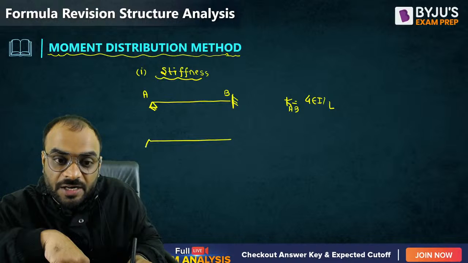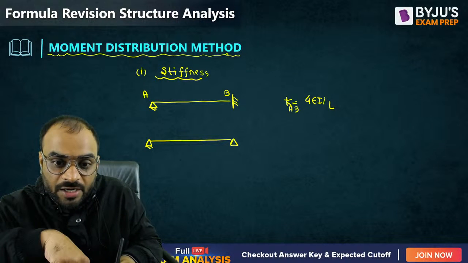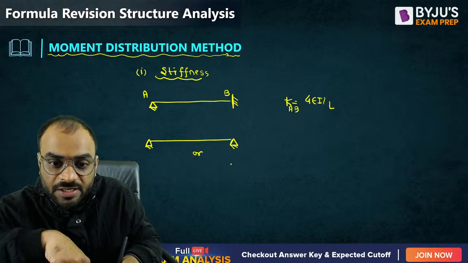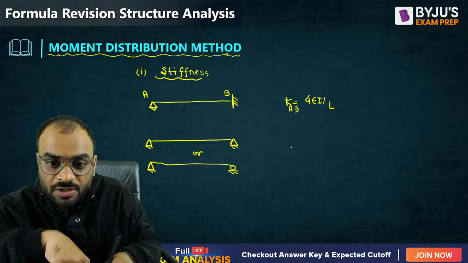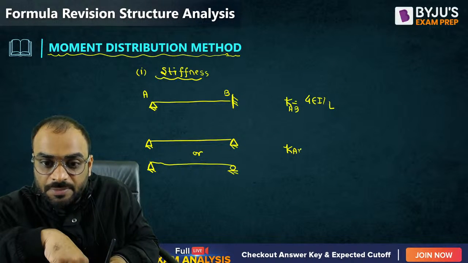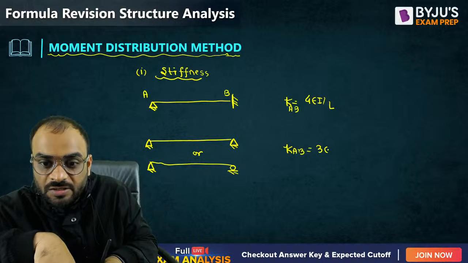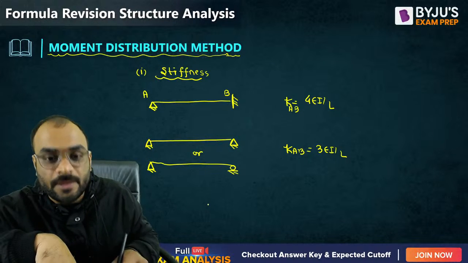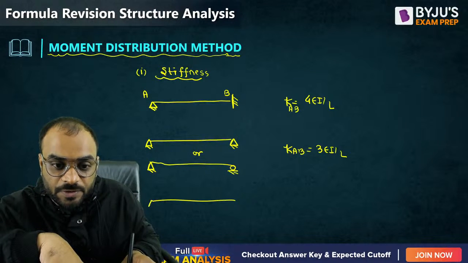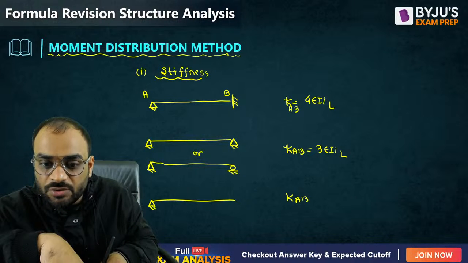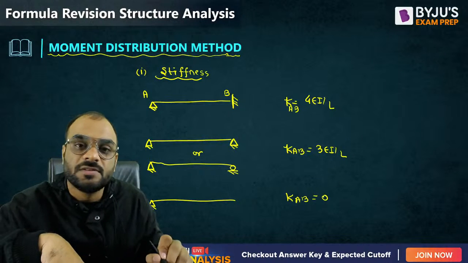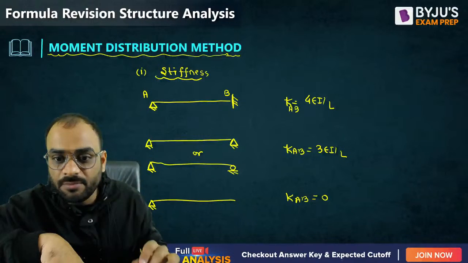Let us suppose the far end is hinge or roller. Then in that case, again K_AB is how much? It should be 3EI by L. Right? This is our stiffness. Now let us suppose the far end is free, then stiffness will be 0. Getting a point? Please remember these formulas.